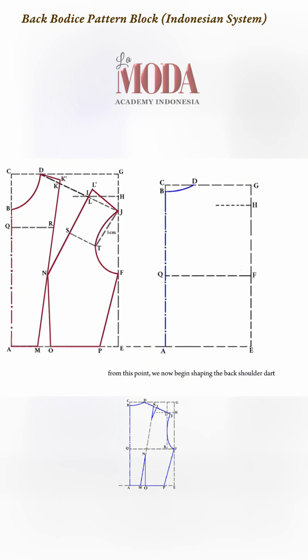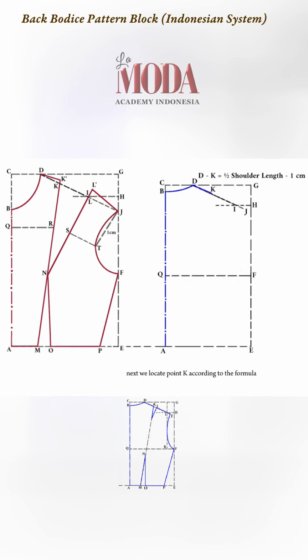We now begin shaping the back shoulder dart. The process is similar to shaping the shoulder on the front pattern. From point D, draw a line equal to the shoulder length toward the horizontal guideline drawn from point H. The end point of this line is labeled point I. From point I, extend the line by 1.5 centimeters to locate point J.